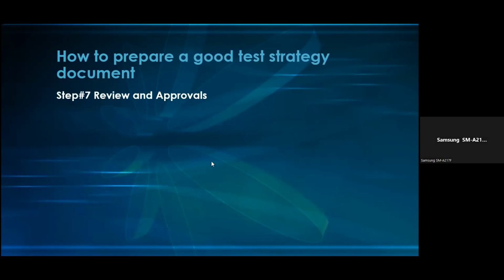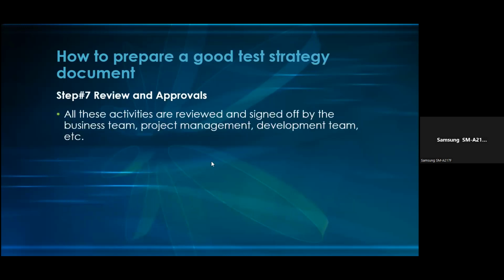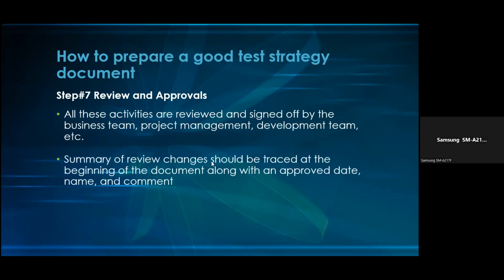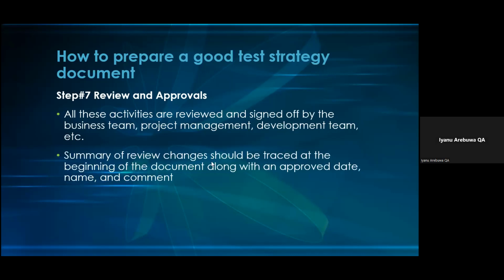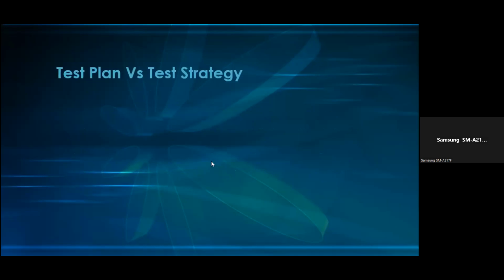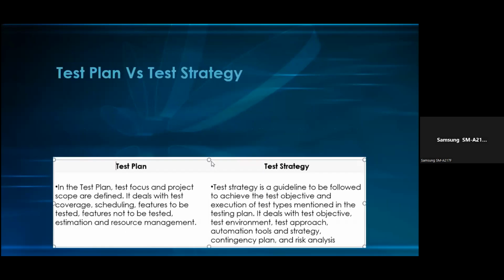Then the seventh one is reviews and approvals. All these activities are reviewed and signed off by the business team, project management team, and development team, etc. So development team, you and I, business team, project management. So all this, you must at least have a stakeholder in each of these that is going to sign off. Summary of review changes should be traced at the beginning of the document along with an approved date, name, and comments. So we are getting to the final bit of it.